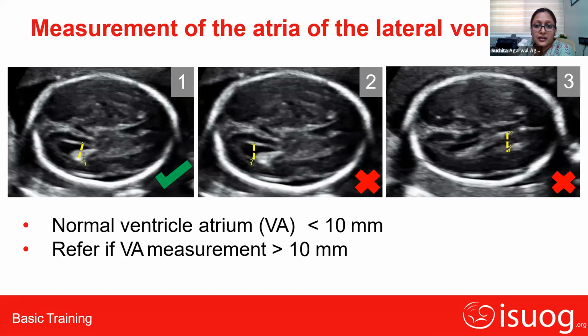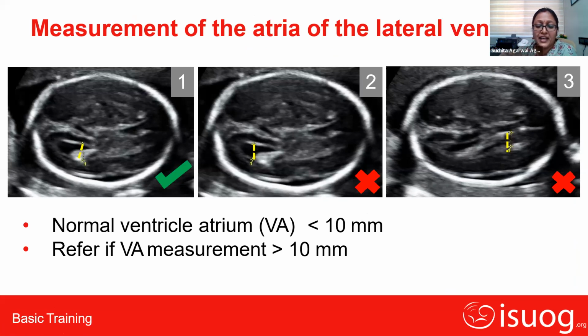Then, at this measurement of the atria of the lateral ventricles, as I said, it should be at the level of the parieto-occipital sulcus, at the level of the glomus of choroid plexus. So what is a normal measurement? The normal measurement is 10 millimeter. If it comes out to be more than 10 millimeter, then we have to refer the patient.